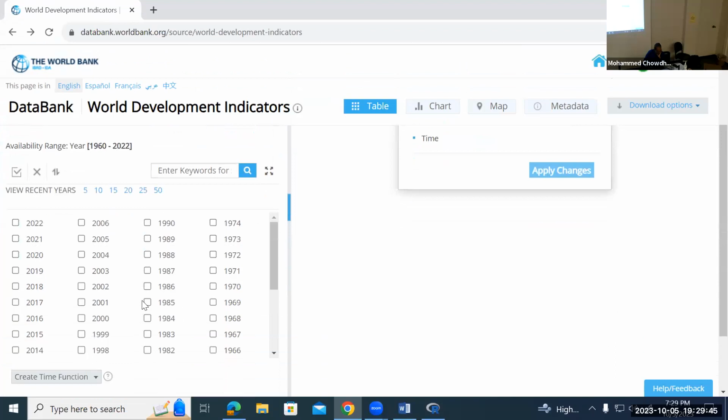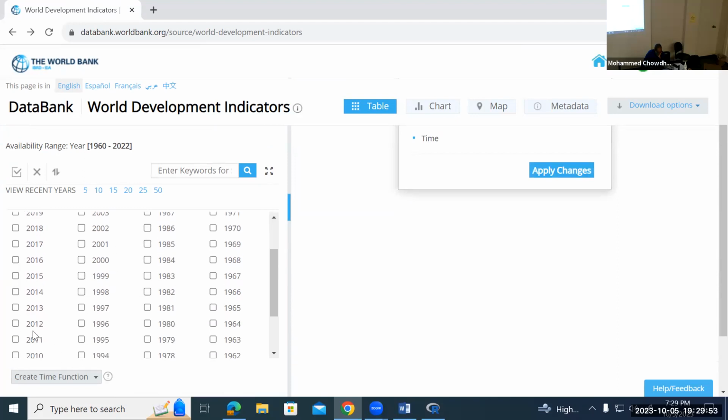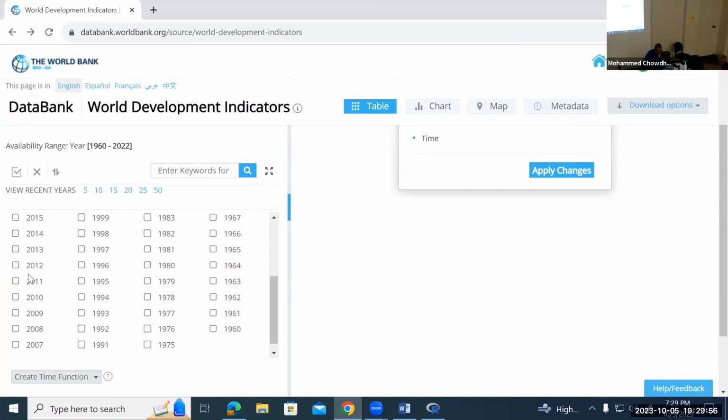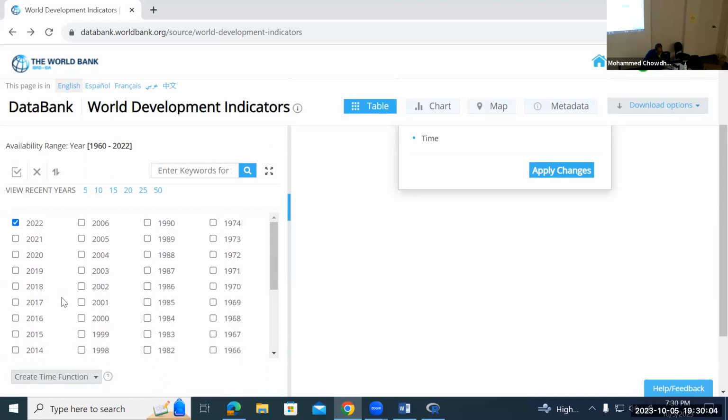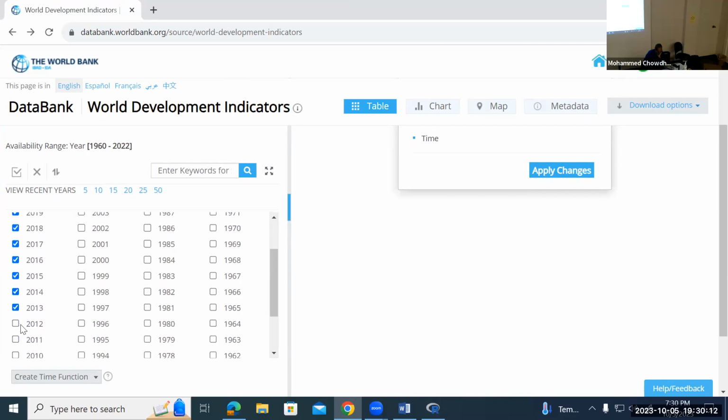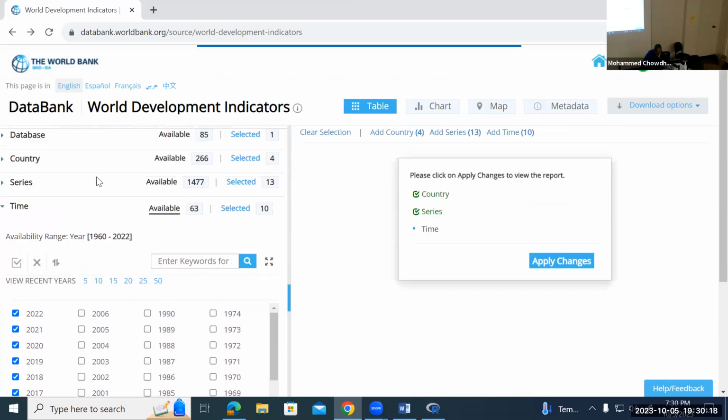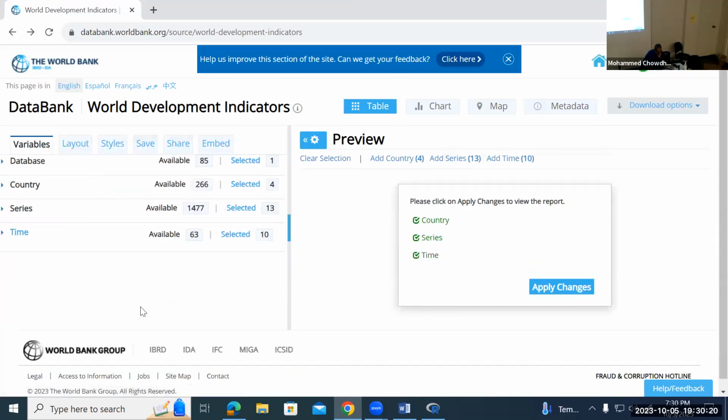How many years do you want to select? 10 years. So 10 years. So that is not 10 years. That is 20 years. That is 2013, right? Right? Yeah. See, all of this has been selected, right?